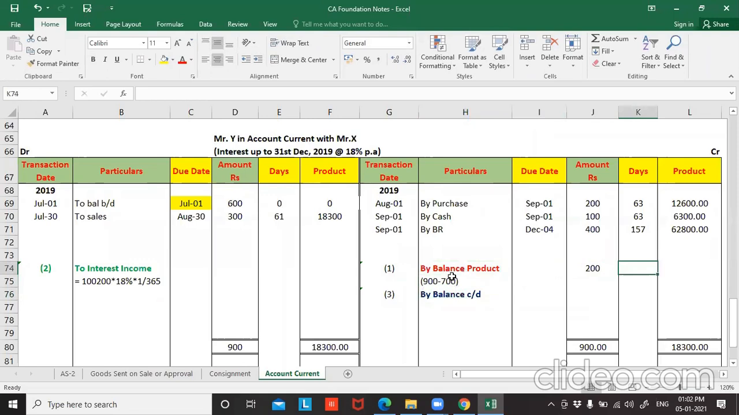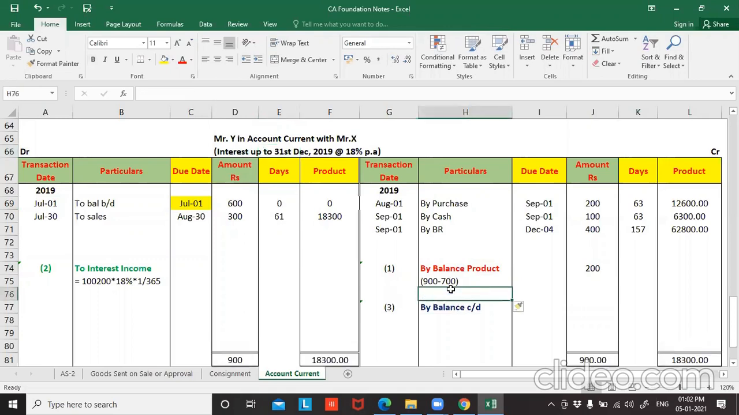I need to calculate the number of days for this also. Now, when you calculate the number of days for this, from which date to which date will you calculate? You will take from the opening date, that is the base due date, till the account current statement date. I repeat, here when I calculate the number of days, it will be July 1 to 31st December 19, which is the account current statement date. Let's follow one format. July 1 to December 31.